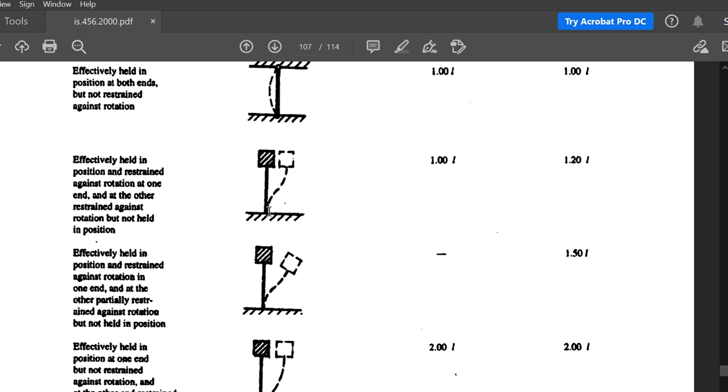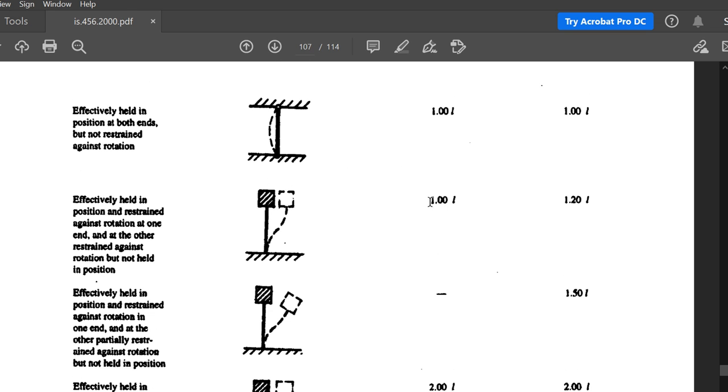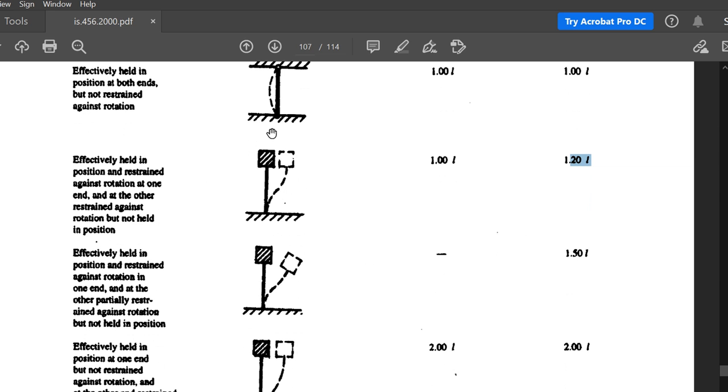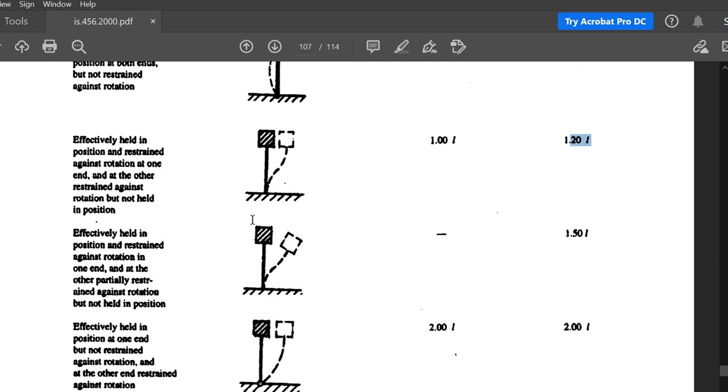This is held in position at one end and restrained against rotation at one end. We are providing effectively held in position and restrained against rotation at one end, and the other end restrained against rotation but not held in position, which means it can move in this way. So here also the theoretical value is 1 and the recommended value is 1.2. Now, these are braced columns actually. You don't have the design for these columns.